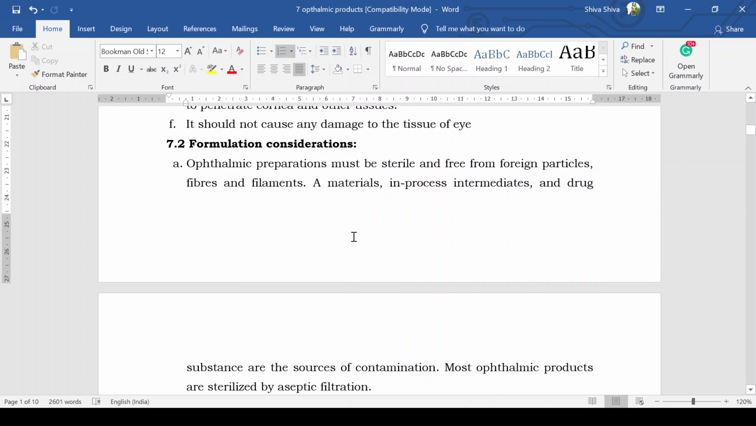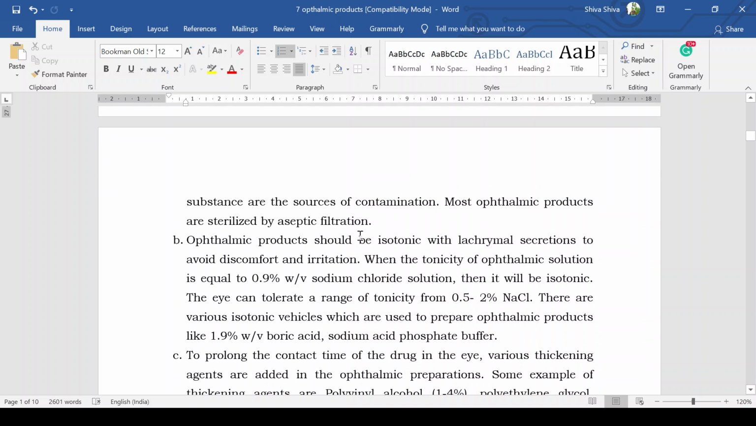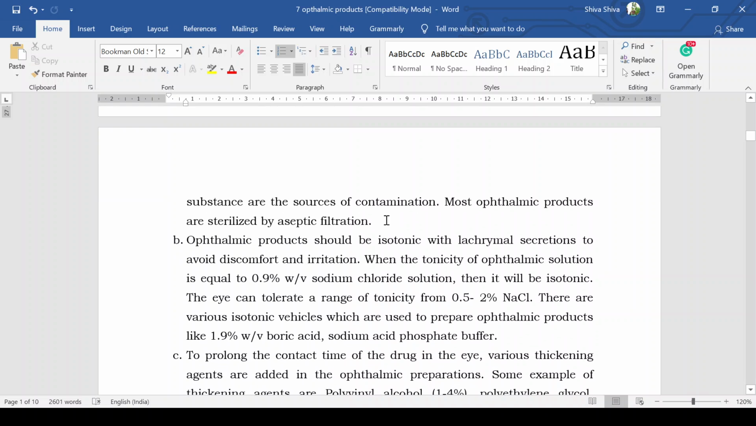A material, in-process intermediates and a drug substance are the sources of contamination. Most ophthalmic products are sterilized by aseptic filtration. So first of all, the first consideration is that you have to choose the raw material very carefully. That raw material may act as a source of contamination, so due attention should be given to choosing a raw material.